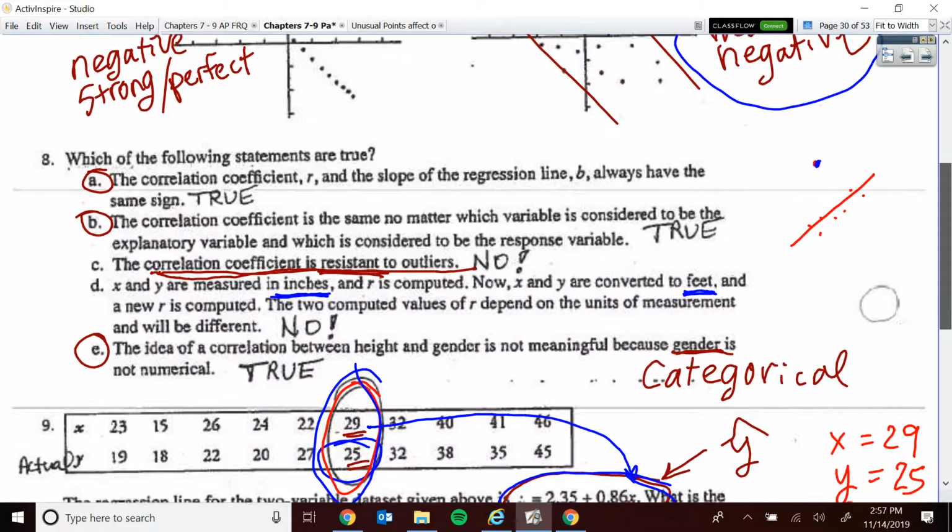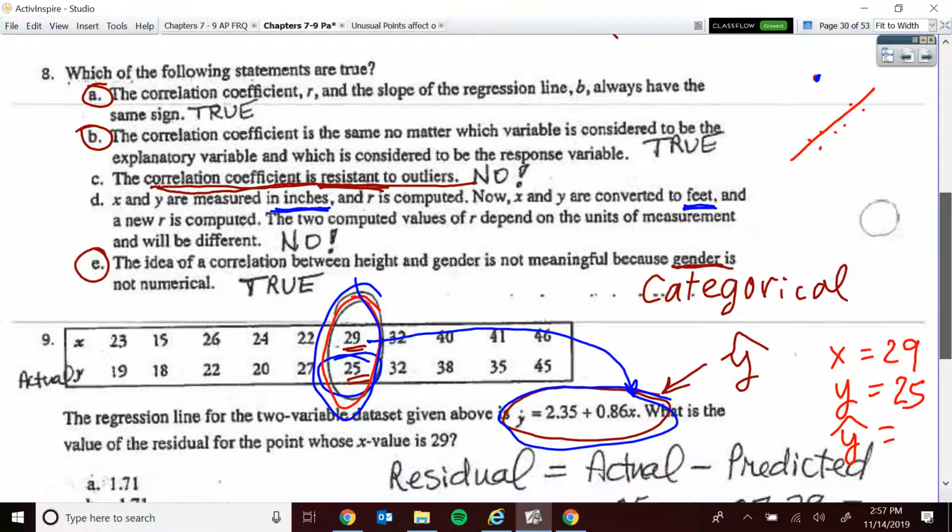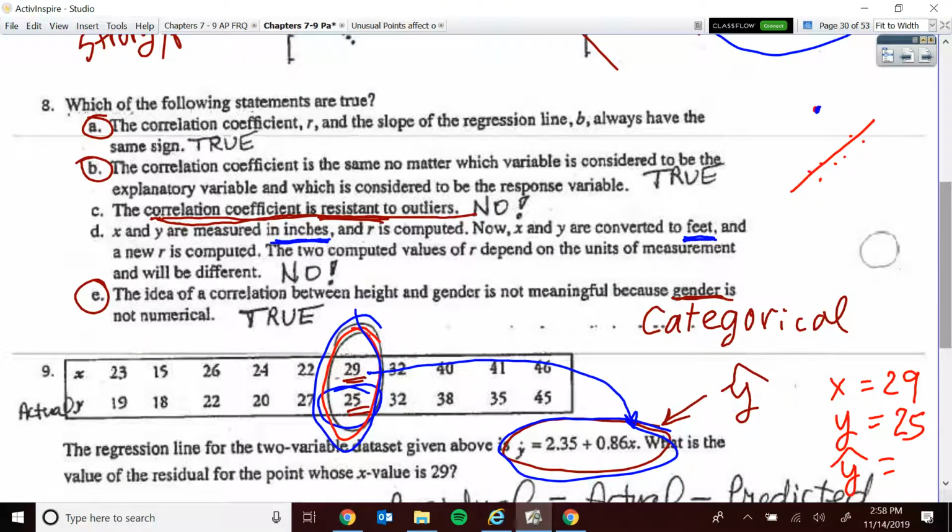Okay, this problem 8 I love because it really talks about all those changes to correlation and how transformations affect them. So several statements are true. A, B, and E are true statements. A says the correlation and the slope always have the same sign.